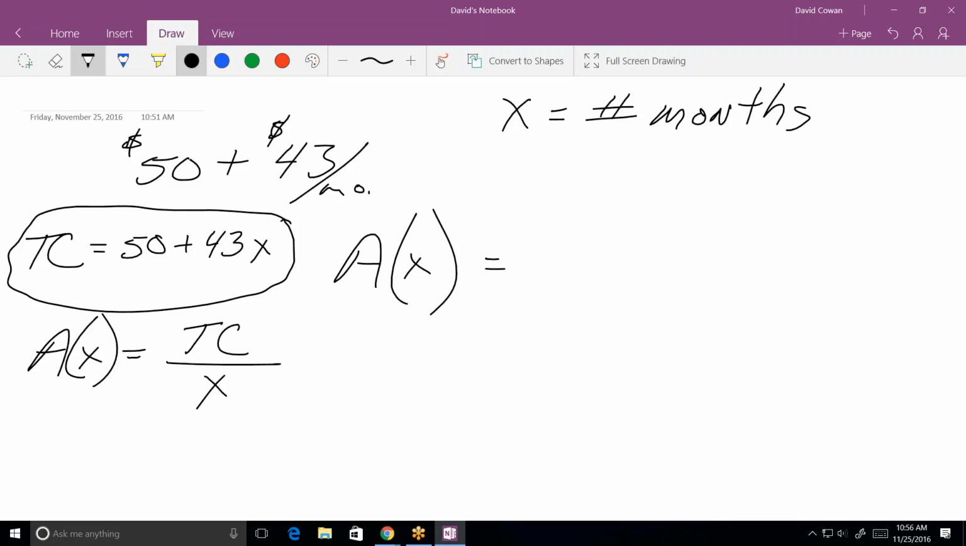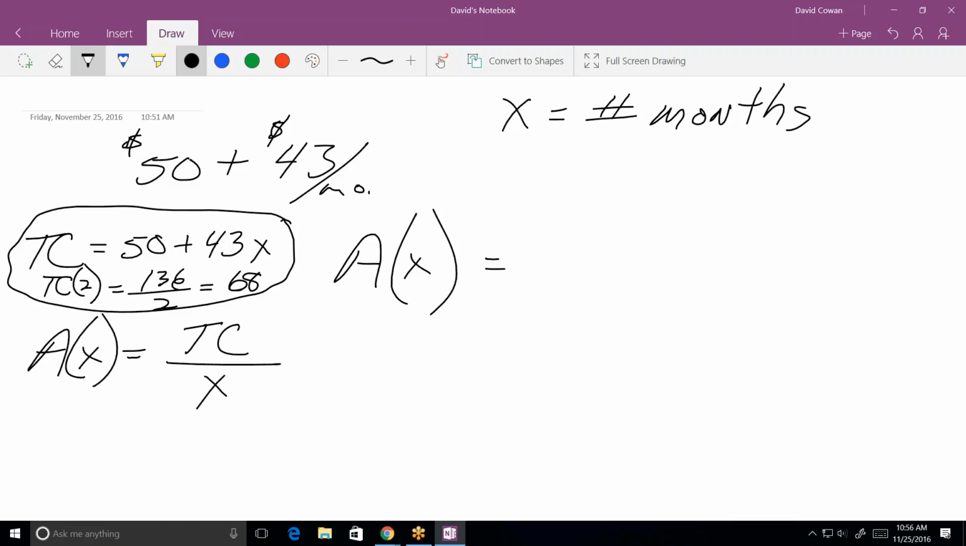But let's figure out total cost based on 2 months. Total cost based on 2 would be 86 plus 50, 136, but now there's 2 months. So the total cost would be 136, but the average cost would have dropped to 68. So just having it for 2 months, the average cost goes from 93 down to 68.